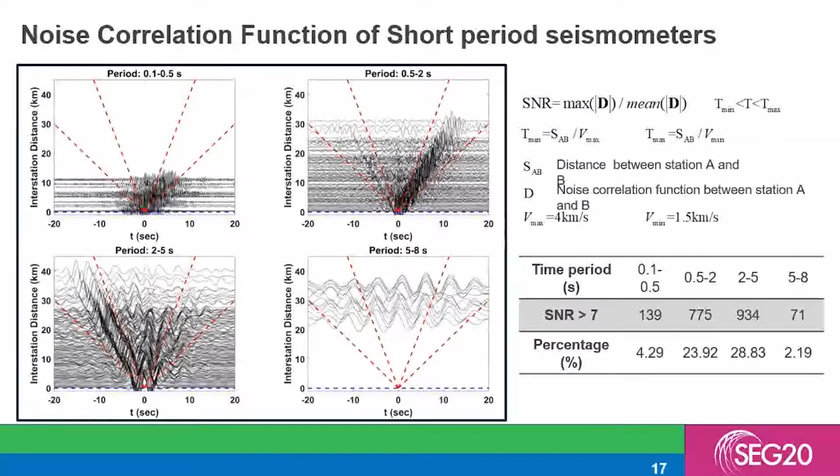interstation distance. The noise correlation functions in the period between 0.5 to 2 seconds and 2 seconds to 5 seconds show a clear Rayleigh wave packet traveling at a velocity between 0.5 km per second and 4 km per second. From the table, we can find the energy in the band of 0.5 to 5 seconds has the strongest signal-to-noise ratio, which can provide us lower frequency information and information from the deeper structure.